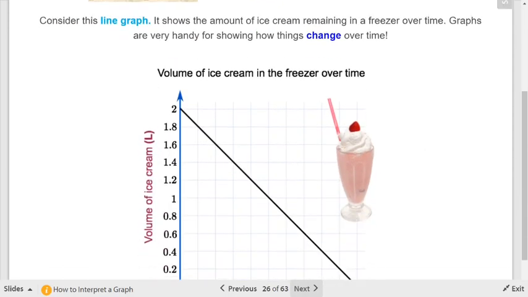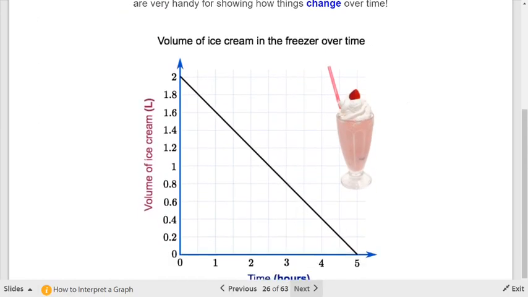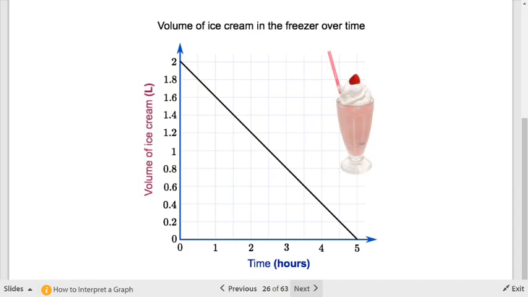All right? Of course, we've got to have ice cream. There's always a question about ice cream. So, this is the volume of ice cream in the freezer over time. What do you notice about the line? It's decreasing. Why? Because somebody's eating the ice cream. Exactly. As you eat the ice cream, it goes down. How much ice cream did we start with? 2 liters. Excellent.